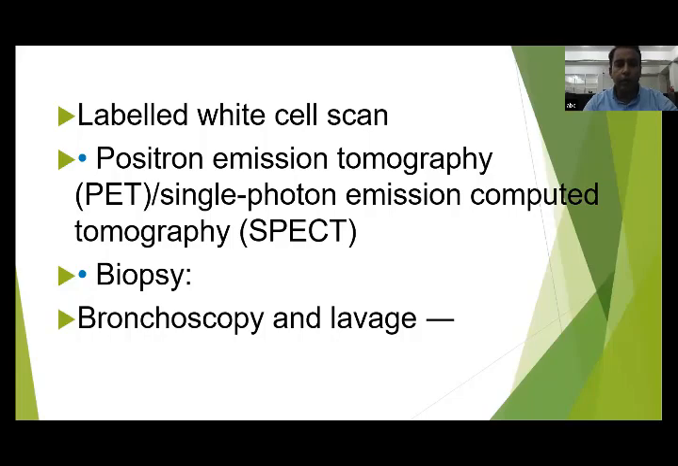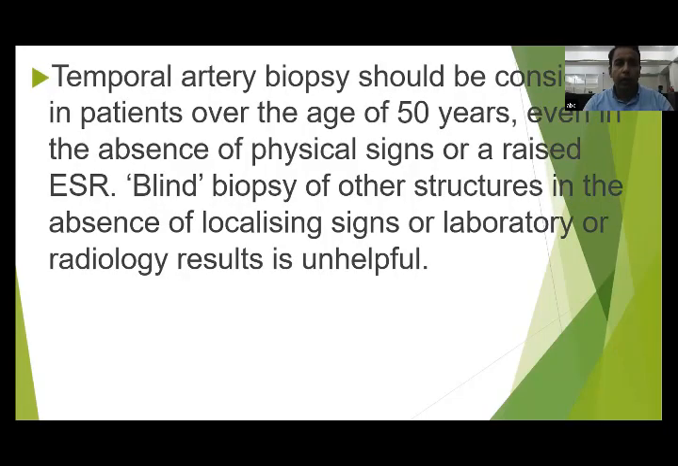If you suspect malignancy but didn't diagnose it on the basis of your initial imaging, go for SPECT scanning, PET scanning with SPECT camera. PET scan gives you a very good diagnosis of malignant disorders. Also bronchoscopy or lavage. If you suspect polymyalgia rheumatica or temporal arteritis, go for temporal artery biopsy.